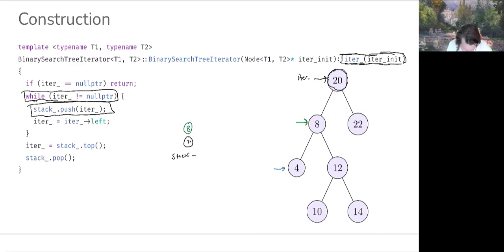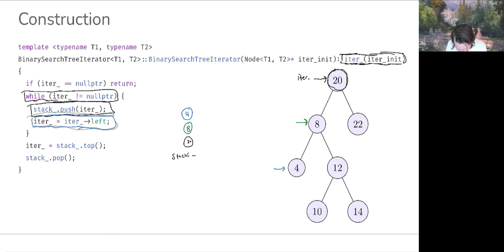So at this point, iter is not equal to the null pointer. So we're going to go ahead and get into the body of our while statement again. We'll push back the address to this node to our stack, and then we'll go ahead and move iter to iter's left.